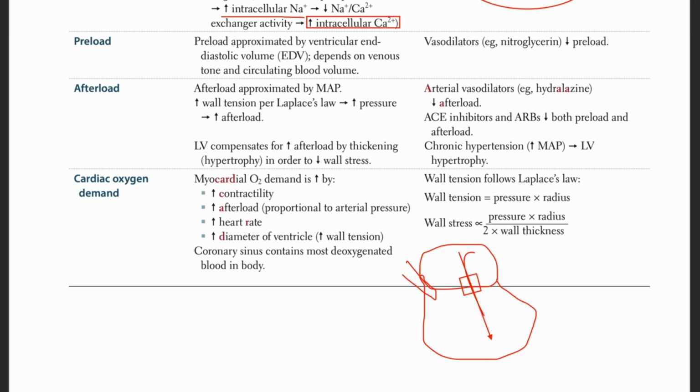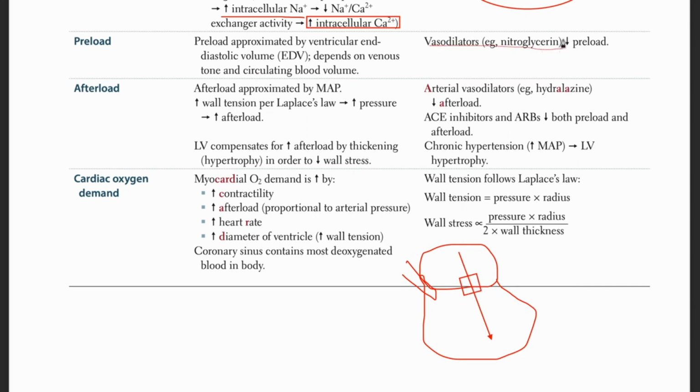But just understand what preload is. It's the blood coming in. If the blood coming in is lowered, preload will be lower. If the blood coming in is higher, like in pregnancy, where blood volume increases, preload will be increased. So it depends on venous tone and circulating blood volume.